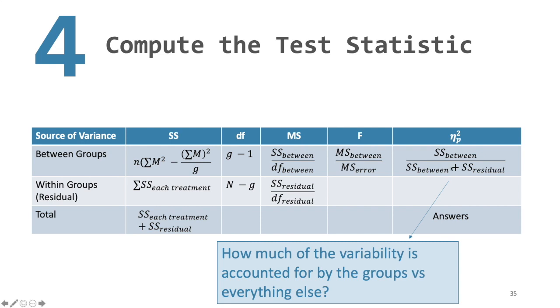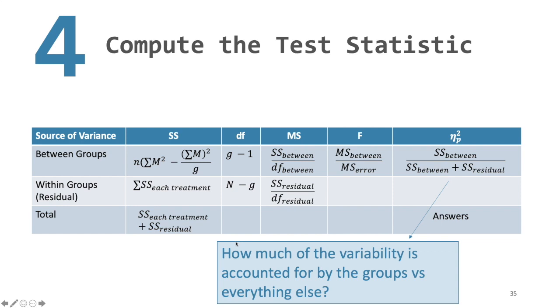When it comes to the effect size, we're going to call that eta squared. With the p, it's sometimes called partial eta squared. What it's telling us is the amount of movement between the groups. How big is that compared to the amount of movement between the groups plus the amount of movement within the groups, or in other words, all of the movement?